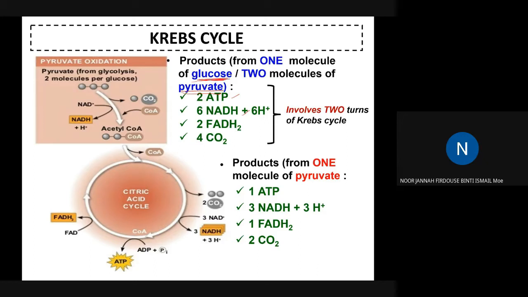And this is a Krebs cycle. From one molecule of glucose, Krebs cycle starts with 2 pyruvate, then produces 2 ATPs, 6 NADH, 2 FADH2, and 4 carbon dioxide. Before the Krebs cycle can begin, the pyruvate from the glycolysis will be converted to acetyl-CoA through a process named oxidative decarboxylation.